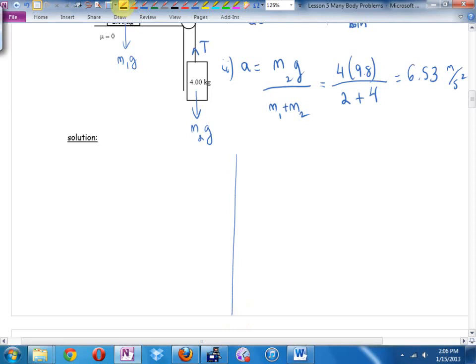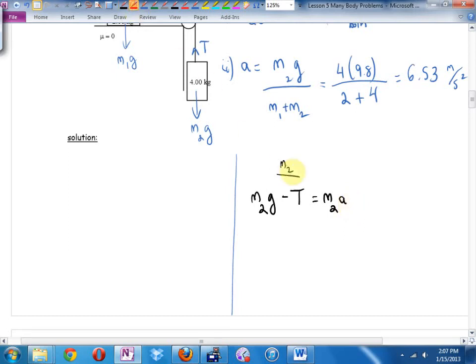Okay, so using mass 2, look only at mass 2. Who's winning? M2G is the full force. M2G. Who's losing? Tension. And that's going to equal M2A. Not the mass of both anymore. We're looking at one mass.